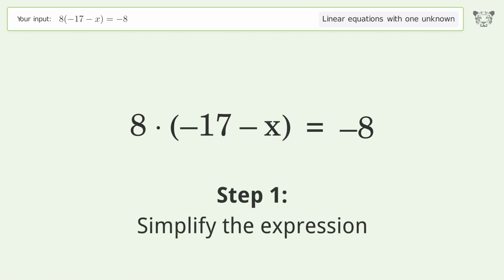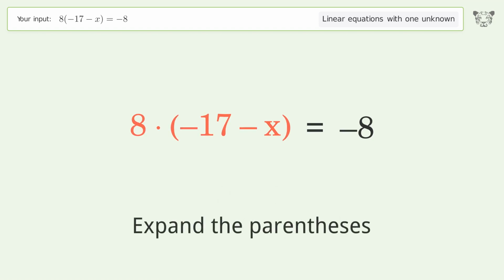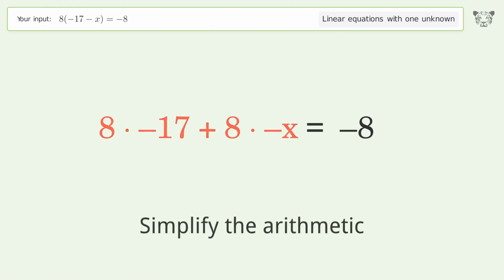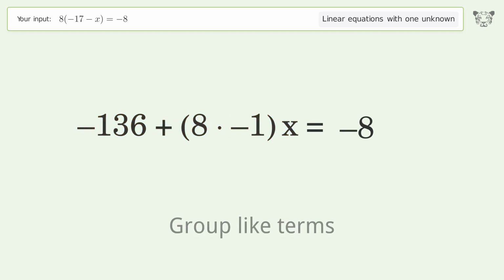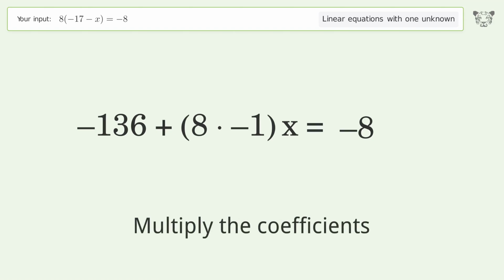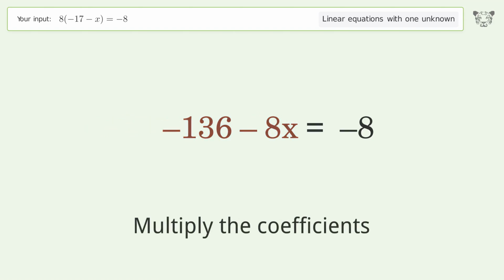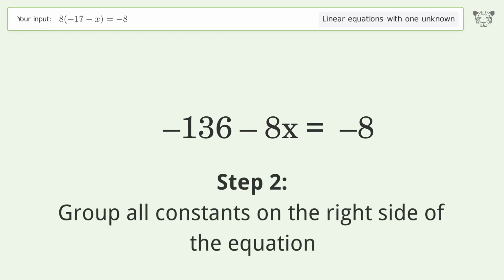Simplify the expression. Expand the parentheses. Simplify the arithmetic. Group like terms. Multiply the coefficients. Group all constants on the right side of the equation.